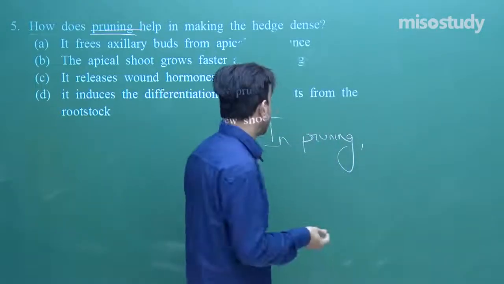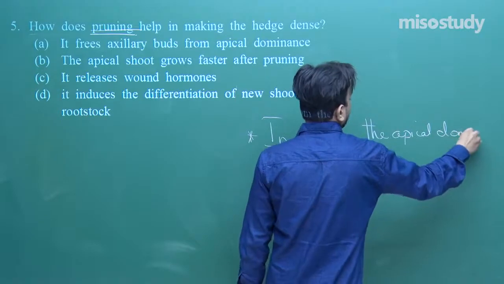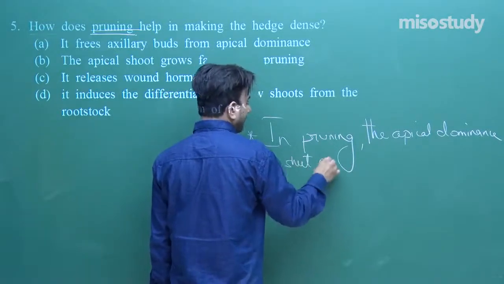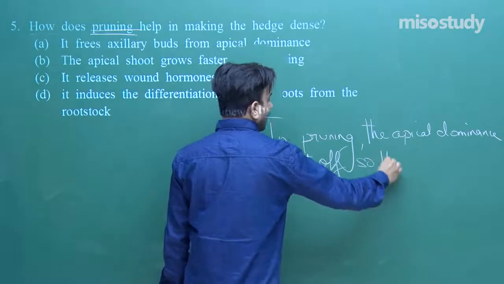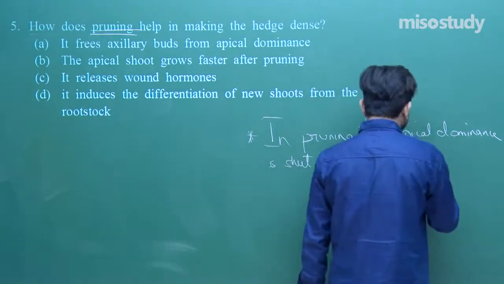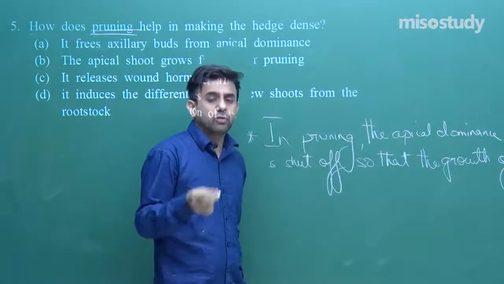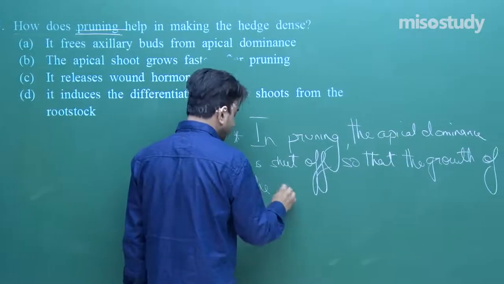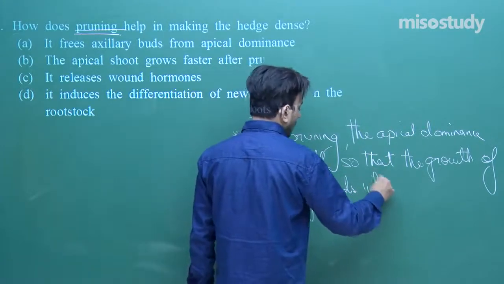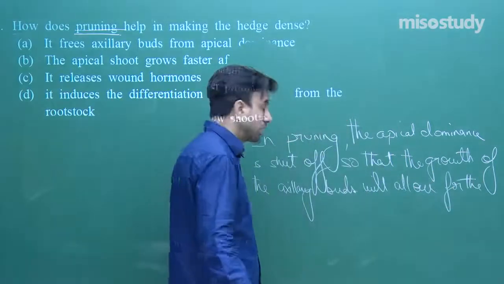These things are all very interesting. So in pruning, the apical dominance is shut off, so that the growth of the lateral or axillary buds will allow for the lateral growth.